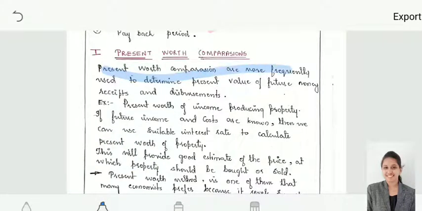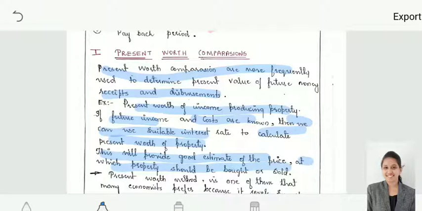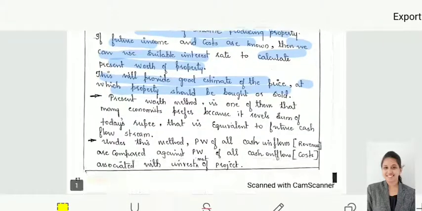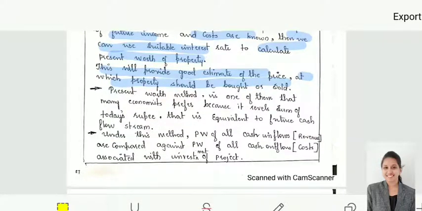The future money is either the profit, the money that you are getting, or the money that you have to spend. That is the present worth of an income producing property. For example, if future income and cost are known, then we can use a suitable interest rate to calculate the present worth of the property. This provides a good estimate of the price at which the property should be bought or sold. The present worth method is one that many economists prefer because it reveals the sum of today's rupee that is equivalent to the future cash stream.